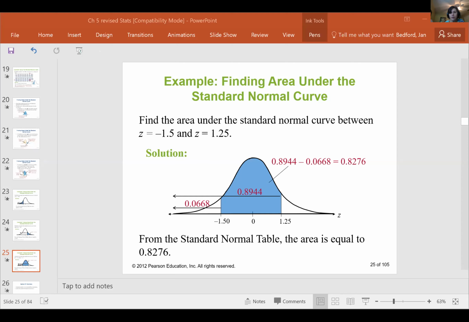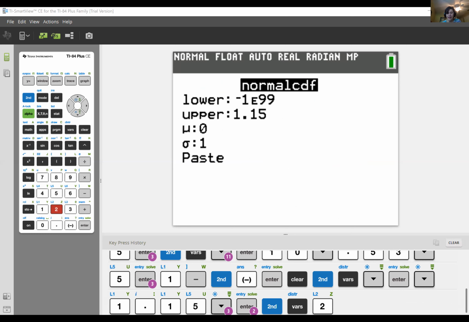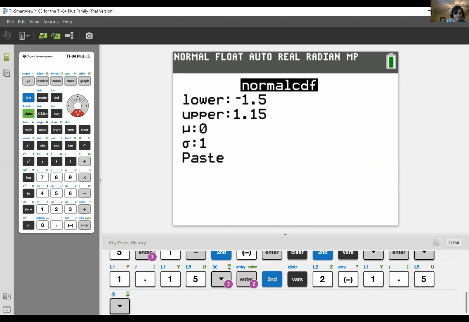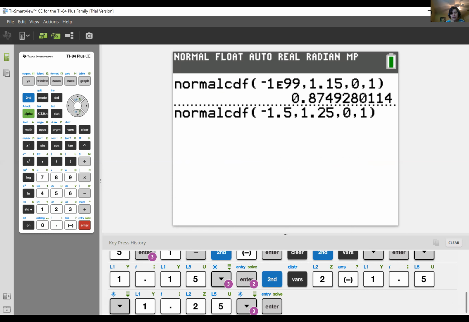-1.5 and 1.25. Okay. So we'll put in -1.5 and then a positive 1.25. Mean is still 0, standard deviation is still 1, and we get 0.8275 if we round 4 places to the right.